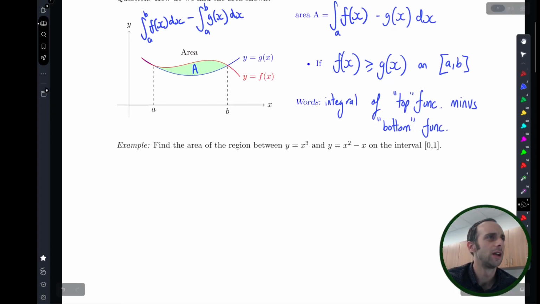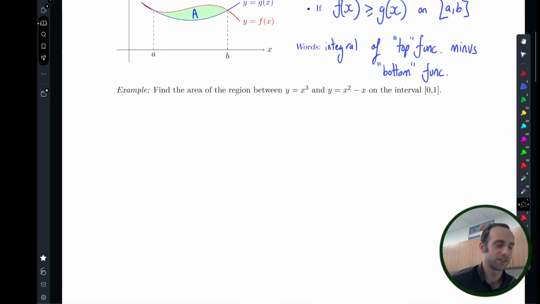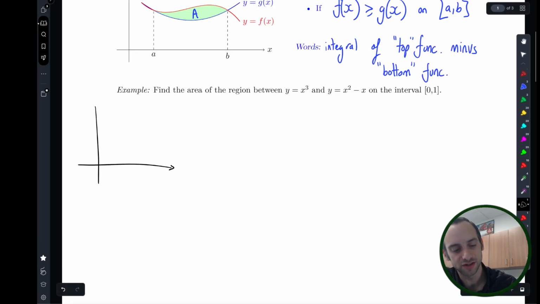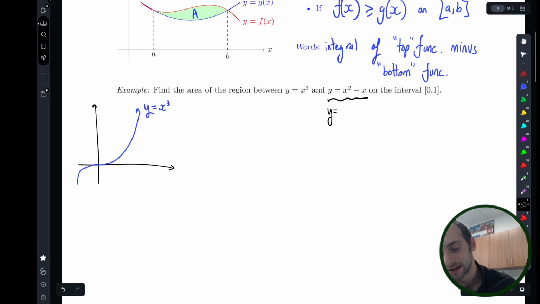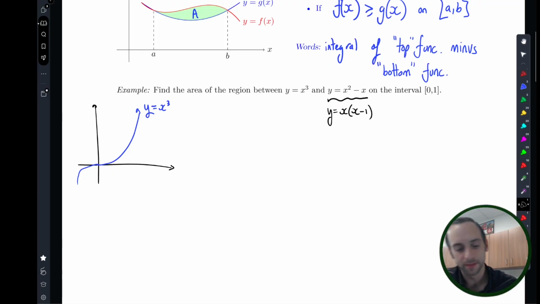Okay? So the first problem is straightforward. It says find the area of the region between these two graphs on this interval. So the first thing we need to figure out is which one of these functions is on top of the other one. So we've got a standard parent function, a cubic. We know a little bit what that looks like. It snakes through the origin, and it has this kind of cubic shape. The other function is a parabola, the quadratic x squared minus x. And if we go ahead and factor that, we can take out a common factor of x, and it'll leave us with x minus 1.